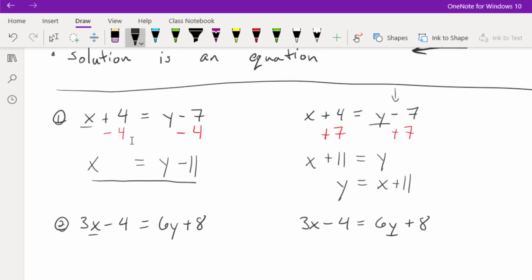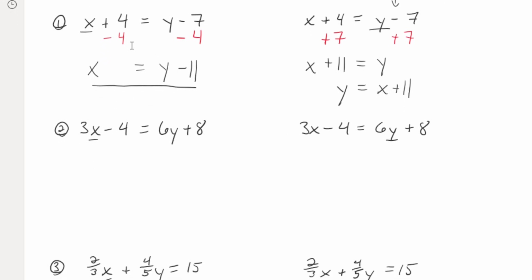Okay, another example, now with a few more steps. We have 3x minus 4 is 6y plus 8, and I want to solve for x. Again, we're working on this side of the equation because that's where my variable is. If I had an x over here, I'd have to gather them together. I want to get rid of this 4, so I get plus 4, and we add that on the other side, which leaves me 3x equals 6y plus 12.